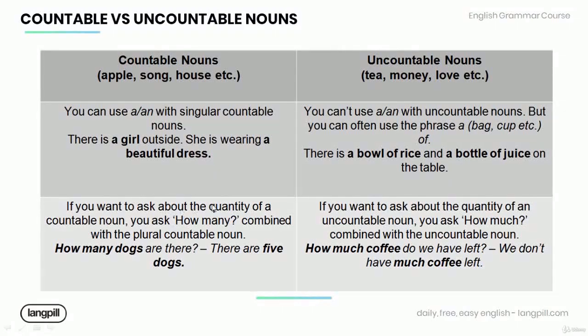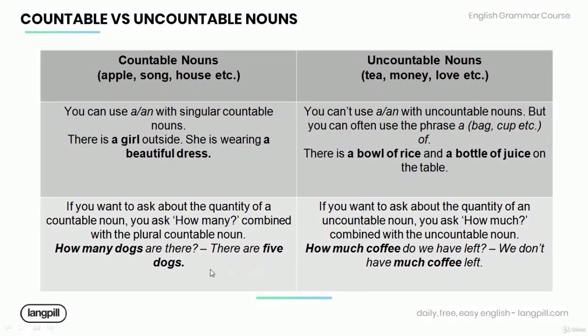Now, if you want to ask about the quantity of a countable noun, you ask how many combined with the plural countable noun. Have a look at the example below. How many dogs are there?